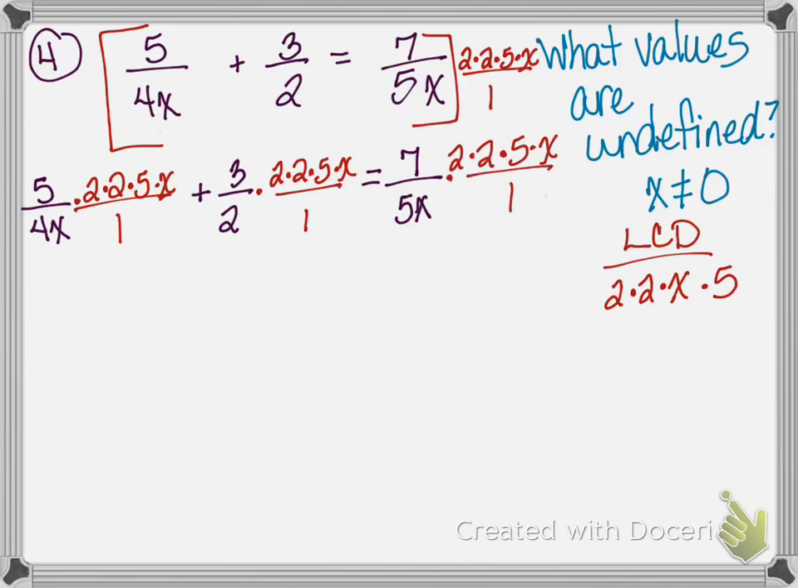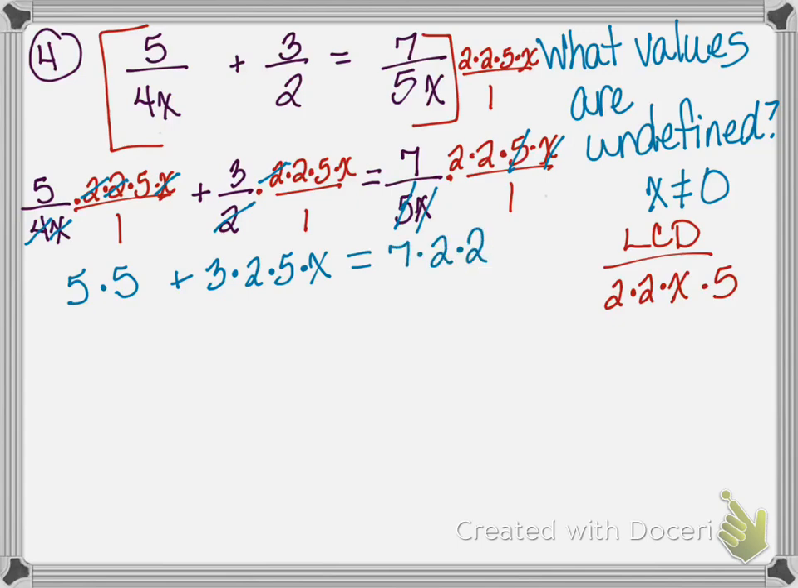Okay, now I can start simplifying. 2 times 2 is 4, so 2 times 2 on the top and 4 on the bottom. Then I have x and x, so then I'm left with 5 times 5. Okay, my next one I have a 2 that cancel out, so then I am left with 3 times 2 times 5 times x. Lots of stuff in that one. Okay, then I have a 5 and an x in the denominator, and those cancel out in the numerator, so I'm left with 7 times 2 times 2. So I have cleared out my denominator, and now I solve.